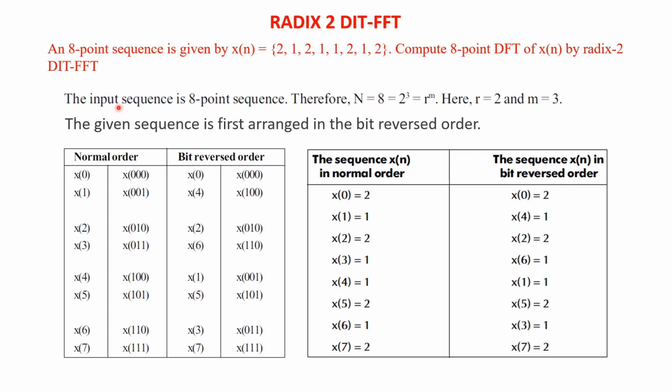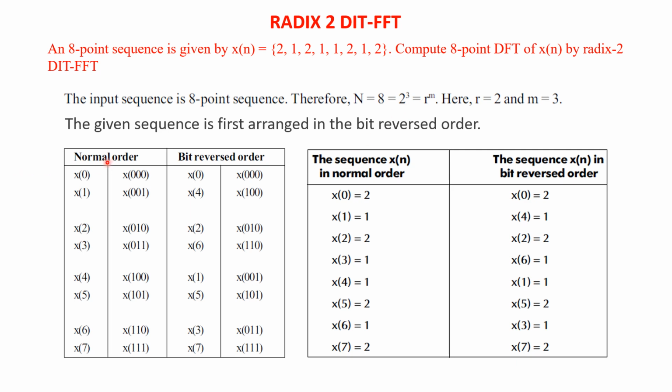Our first step is to determine N, that is the number of points in the input signal x of n. It is an 8-point sequence, so N is equal to 8. For radix 2 FFT, the number of stages is determined by r power m, that is 2 power m, where r is the radix 2 and m is the number of stages. So 2 cube is equal to 8, which gives the number of stages as 3. So for solving an 8-point DIT, we require 3 stages.